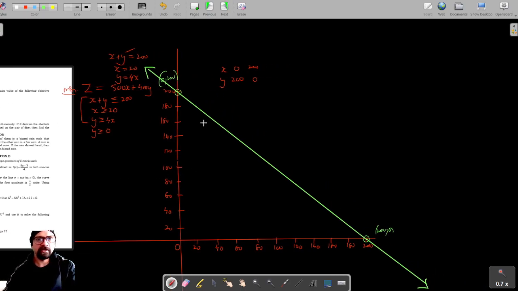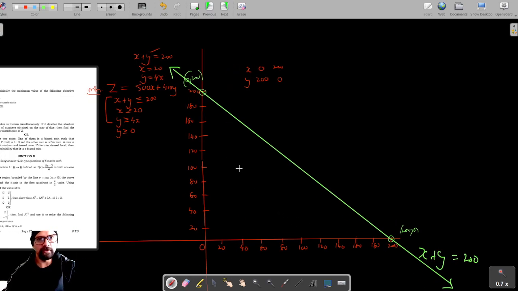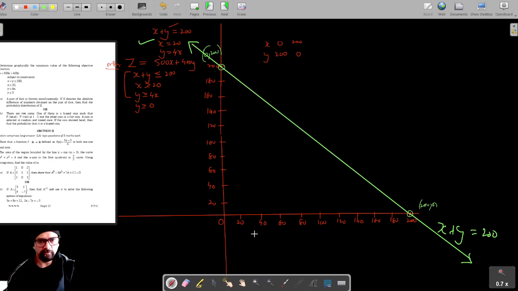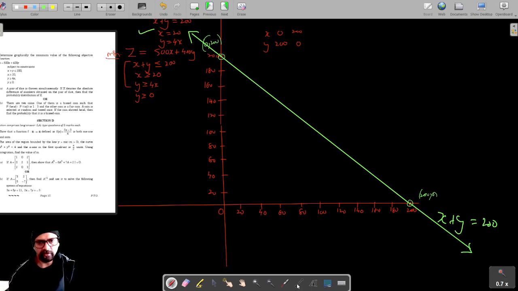Okay, so we have got our first equation graph, that is x plus y is equal to 200, and the next one is x is equal to 20. So x is equal to 20 is a line parallel to the y-axis. This is x is equal to 20.